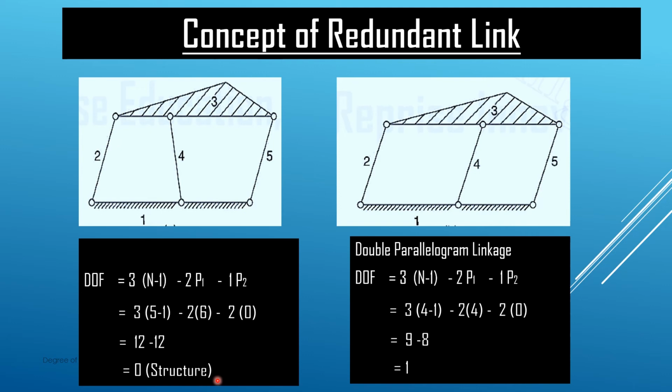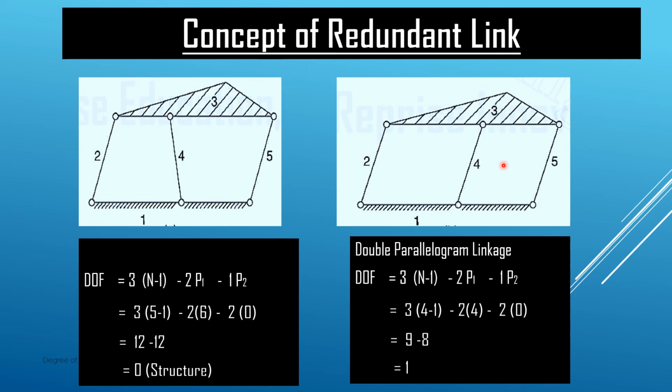If we come to the second figure, and we adjust the length of link 4 and put it equal to 2 and 5, and orient link 4 in such a way that it is parallel to 2 and 5. So if we remove any of the links, either 2, 4 or 5, it does not make any difference in the motion.